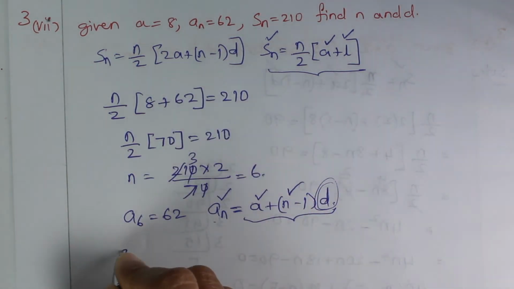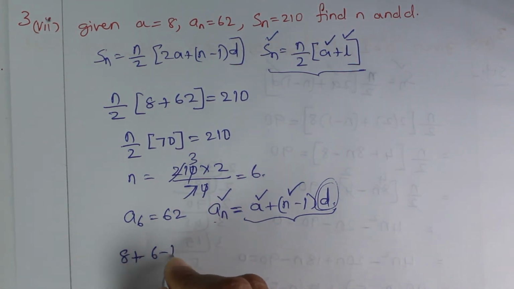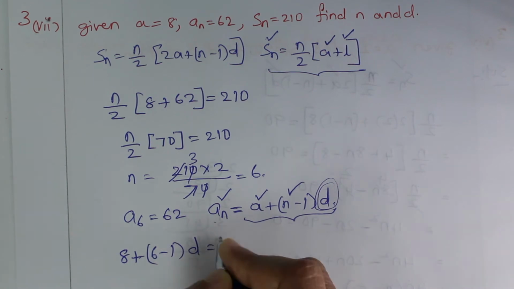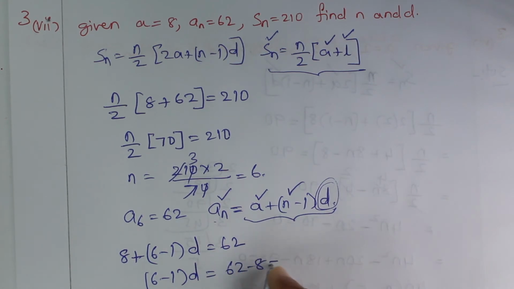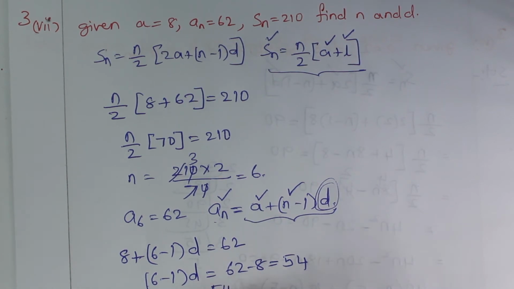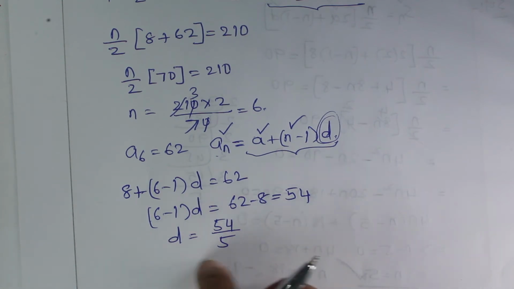So 8 plus (6 minus 1) into d is equal to 62. (6 minus 1) into d is equal to 62 minus 8, that is equal to 54. 6 minus 1 is 5. d is equal to 54 divided by 5. So the answer for common difference is 54 divided by 5. Hope this is clear for you.